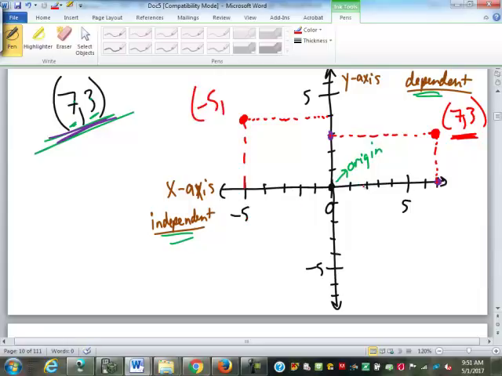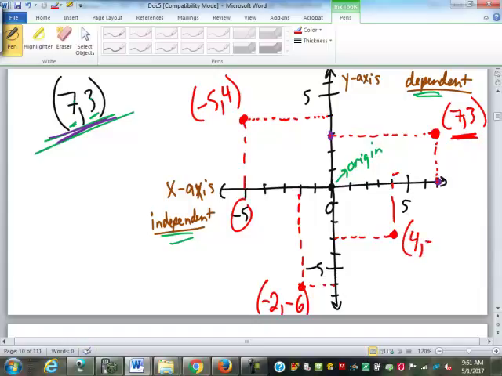-5 goes first. The horizontal axis goes first. That's the -5. And 4, the vertical axis, goes second. So how about this dot right here? -2, -6 is where it's at. And here, that one's at 4, -3.